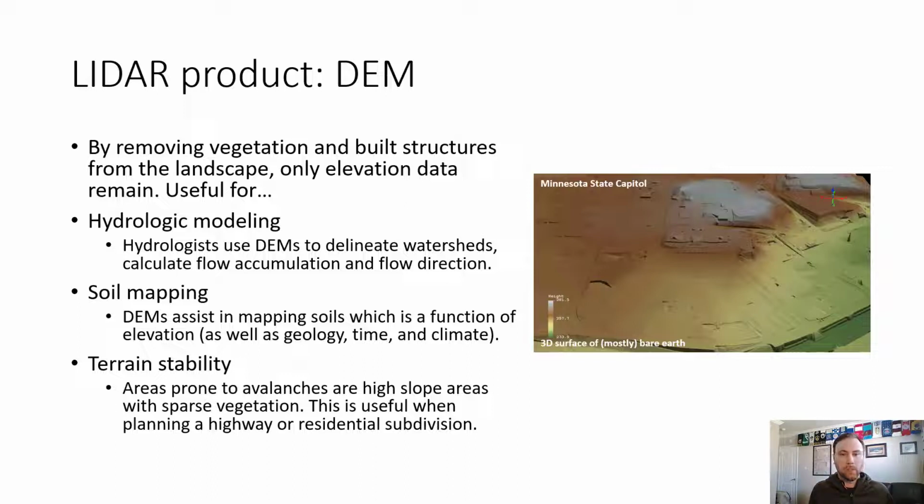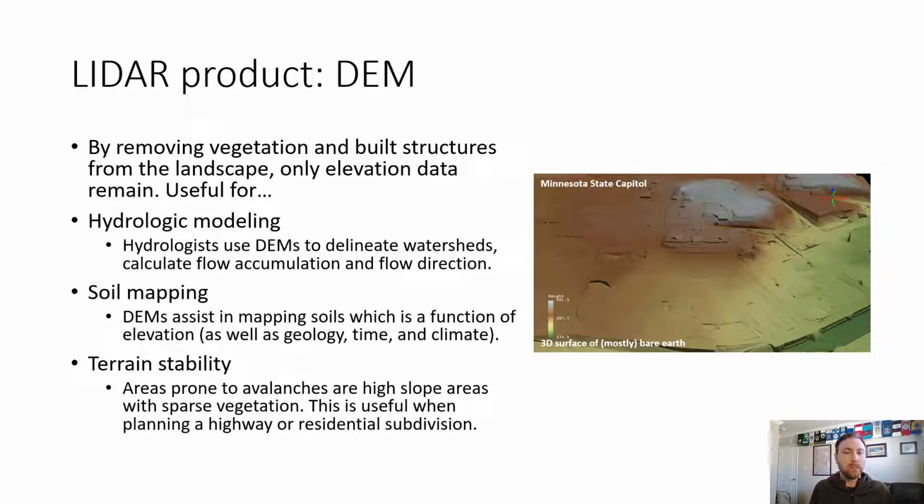So as well as geology, time, and climate, soils essentially erode at certain rates based off of the type of soil and the type of geology. And so we can use DEMs to map essentially threats to maybe residential structures on a cliffside, or the effect of a landslide, wildfires, things like that.